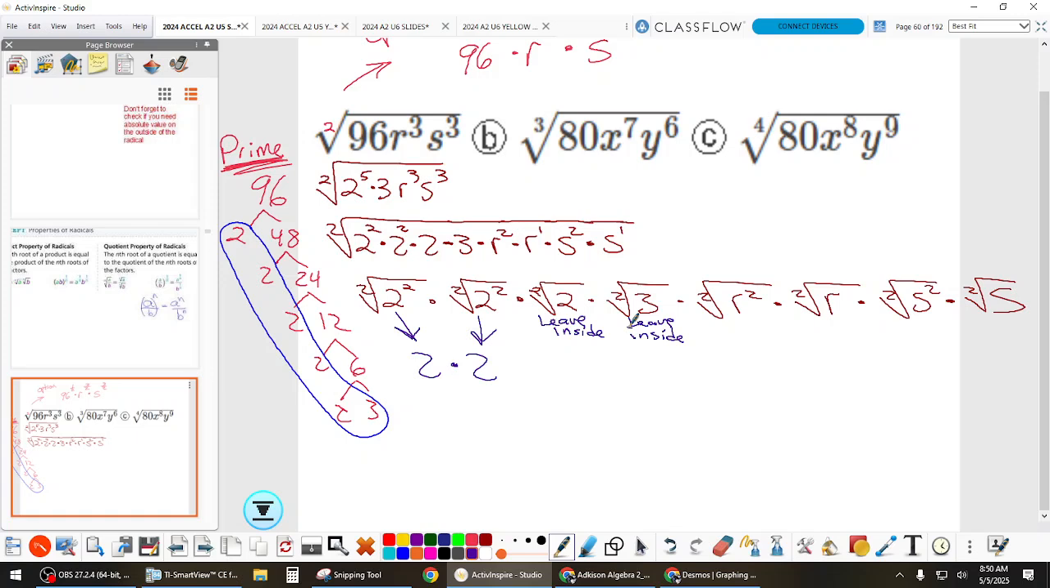Okay, what's the square root of r squared? It's r. What's the square root of r? We're not going to deal with it, leaving it. What's the square root of s squared?